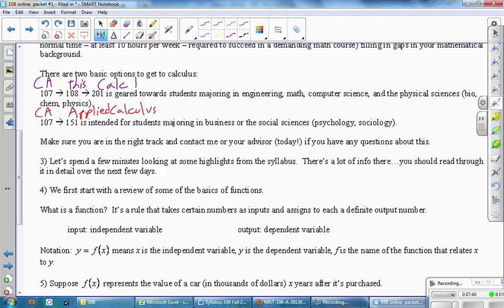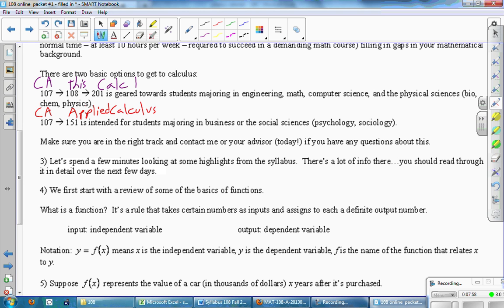Make sure you are in the right track and contact me or your advisor today, or very soon at least, if you have any questions about this. We want to make sure that everybody's in the right class. This class is right for some and not for others, so let's make sure that you are in the right place. Number 3, let's spend a few minutes looking at some highlights from the syllabus.